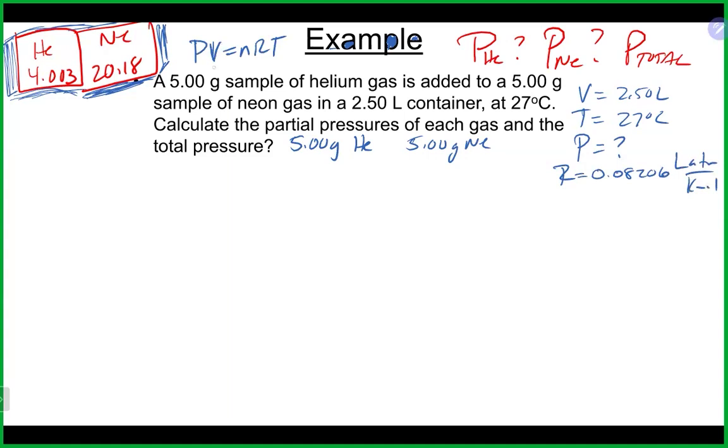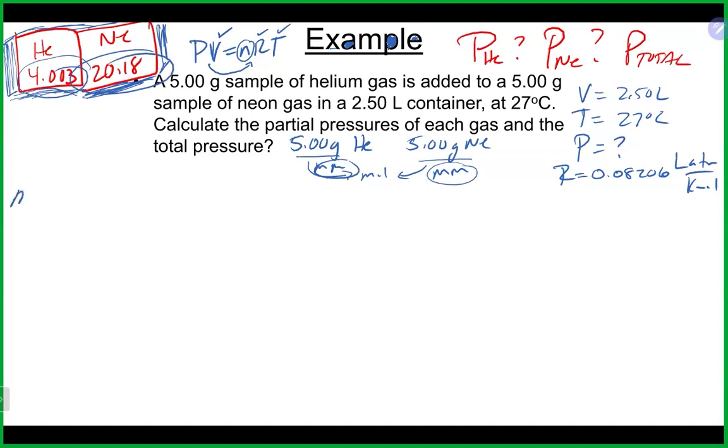So here we're going to send volume to the other side and solve for the pressure of each of these gases individually. We do have the temperature, we do have R, we do have V. The only thing that we do not have, in addition to the pressure that we're looking for, is moles. But we do have the grams of each of these gases, and we can convert the grams into moles by using the molar mass from the periodic table. So we could use those, convert them into moles, and then we'll have what we need, almost. So I'm going to do that first.